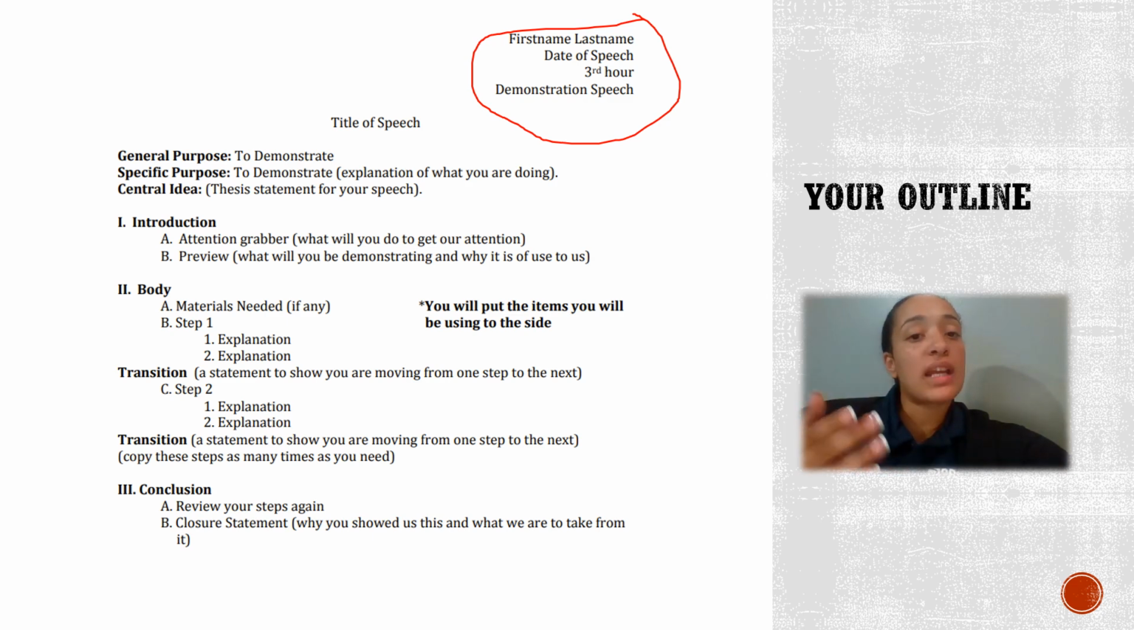And since you guys aren't on a campus, you just put outline, right? So my other students would put either the Booty or the Reserve campus, which is what the other campuses I teach on. You guys are just going to put outline right there where it says third hour, okay? And then where it says demonstrative speech, it's going to put the type of speech. And so if we were doing informative speech, you would put informative speech, and so on and so forth.